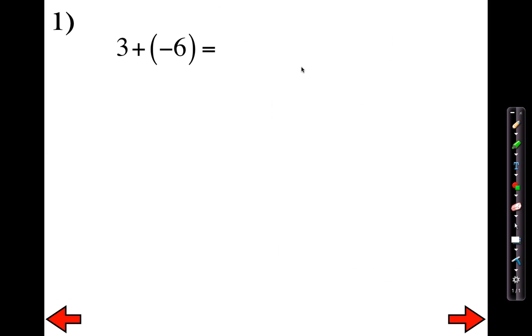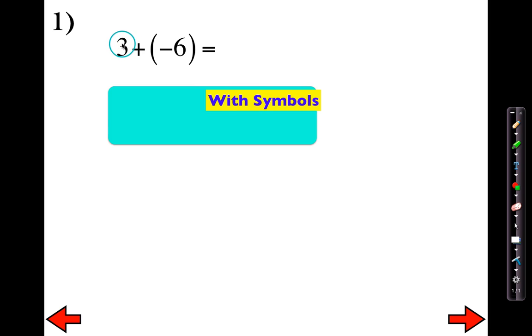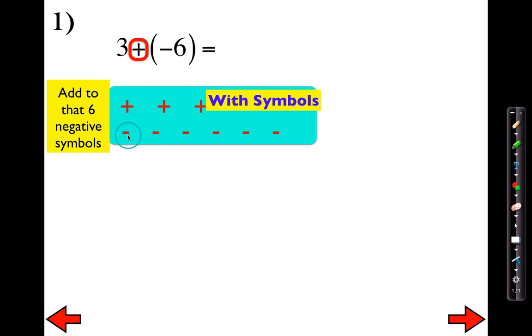So now, number 1, here it says 3 plus negative 6. What are we going to do here? Well, we're going to model it. This means 3 positives, and I know it's a positive because there's no sign here in front telling me it's negative, so I would write 3 positive signs. 1, 2, 3. Now it says I'm going to add 6 negatives, so I'm going to go ahead and literally add to this group 6 negatives. Okay, 1, 2, 3, 4, 5, 6.